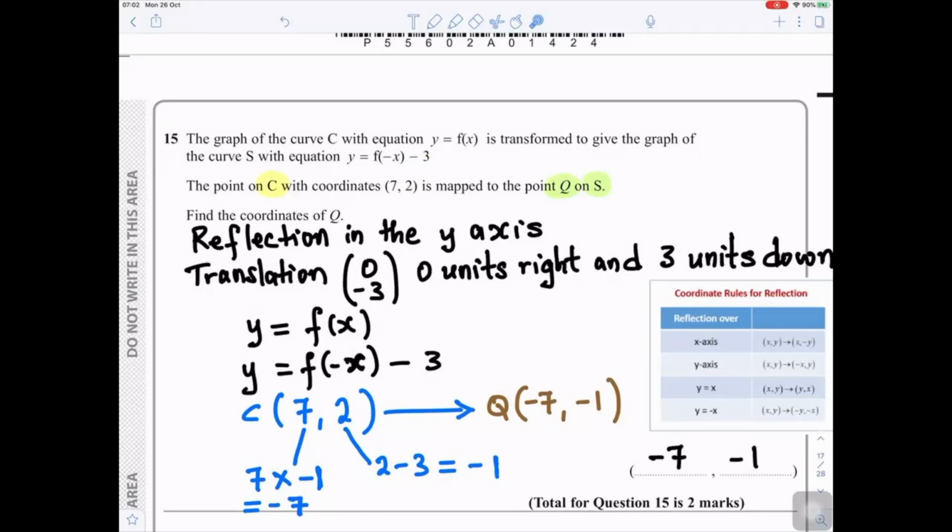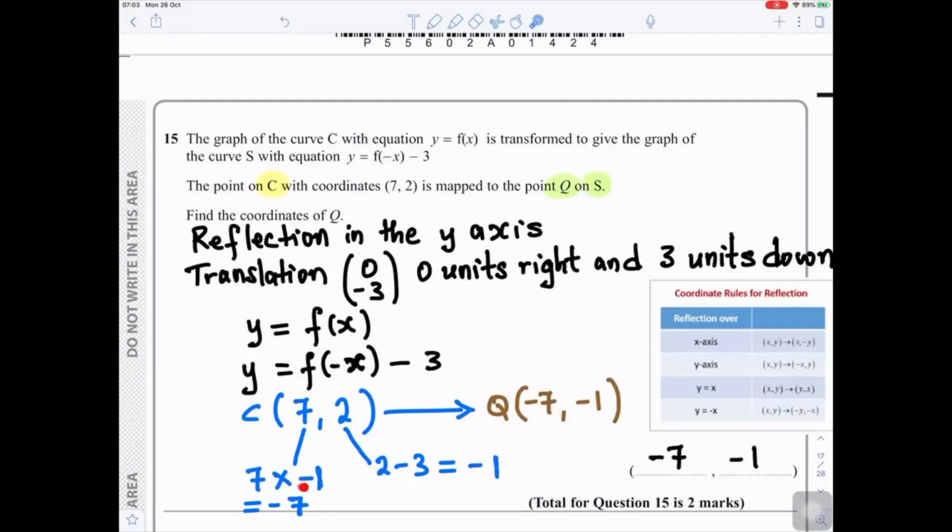So y equals f of x. What you want to do is multiply. It starts with the coordinate 7, 2. You multiply 7 times minus 1 because you are reflecting it in the y-axis, so it changes to the other side. 7 times minus 1 gives you minus 7. And then you're bringing it 3 down, so the y value goes down by 3. 2 minus 3 gives you minus 1. So the new coordinates are minus 7, minus 1.